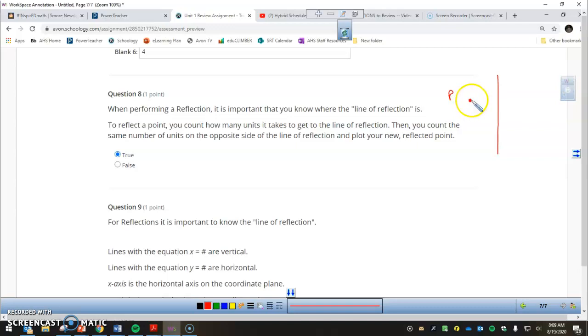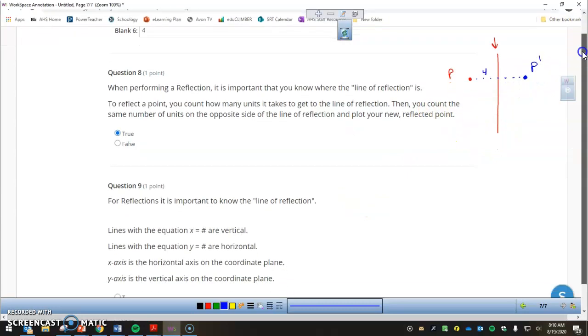In order to perform a reflection, first of all, you need to make sure you understand the equations of lines. If you don't understand equations of lines, go back and review our reflections lesson in our Unit 1 folder on Schoology. But to perform a reflection, all I'm doing is taking this point P. I'm going to count how many units it takes. Maybe it's 1, 2, 3, 4 units. So whenever you're doing a reflection, you want to make sure that it has the same number of units on the opposite side, because a reflection should look like a mirror image flipped along this line of reflection. So I got 1, 2, 3, and then this would be P prime. So that'd be how a reflection is done.